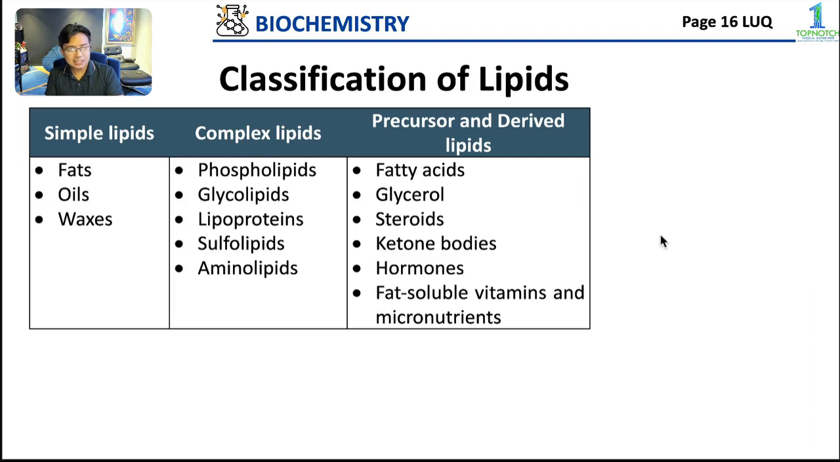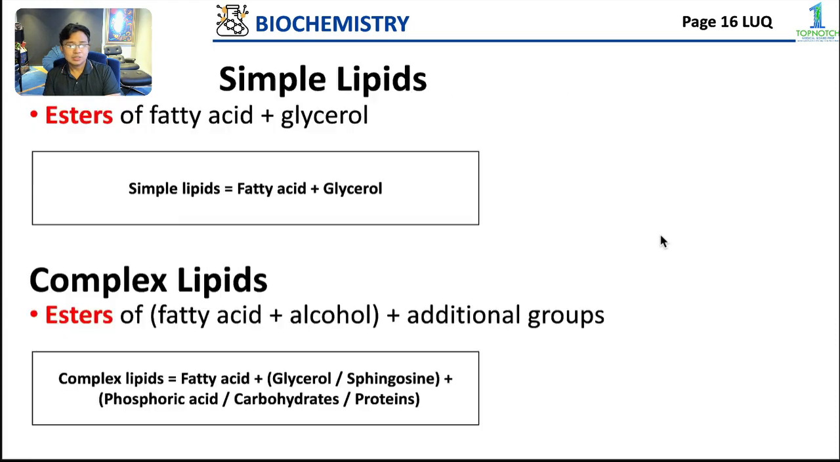Now, lipids in general can be classified as fats, oils, and waxes under simple lipids, phospholipids, glycolipids, lipoproteins, sulfolipids, and aminolipids, all under complex lipids. And the rest are precursors and derived lipids. Now, simple lipids are esters of fatty acid plus a glycerol. So, yan ang kanilang formula dito.